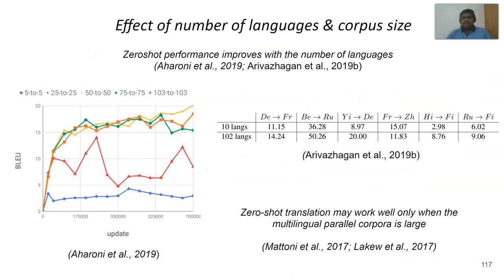The next natural question to ask is how many languages do we need to train to get good zero-shot performance, and what should be the corpus size of the languages being trained? So there is some analysis to show that zero-shot performance improves with the number of languages, going from a 5x5 multilingual model to a 25x25, 75x75, and so on. So we can see that the translation performance increases. On the other hand, zero-shot translation probably works well only when the multilingual parallel corpora is large.